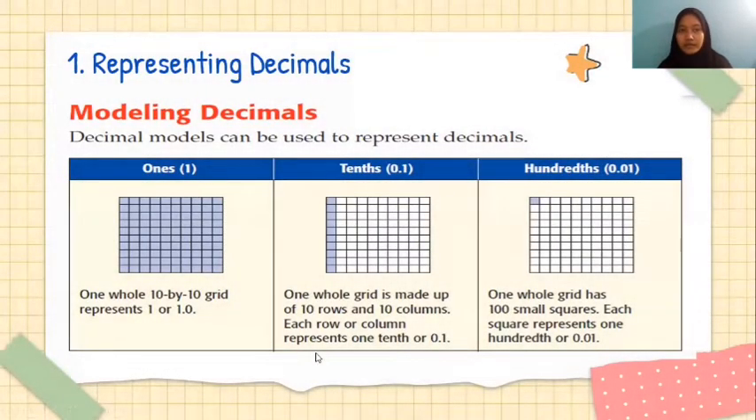Okay, the first material is representing decimals. Decimal models can be used to represent decimals. This is the ones. 1 whole 10 by 10 grid represents 1 or 1.0. So this whole grid is 1. And next, tenths or 0.1. 1 whole grid is made up of 10 rows and 10 columns. Each row or column represents 1/10 or 0.1.